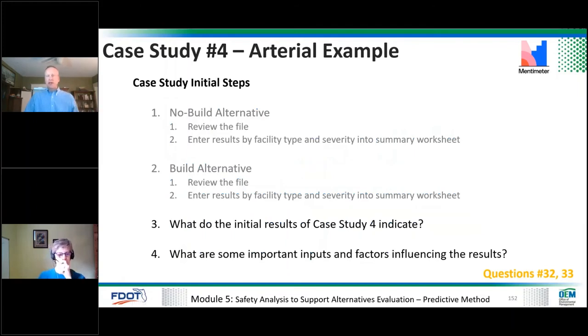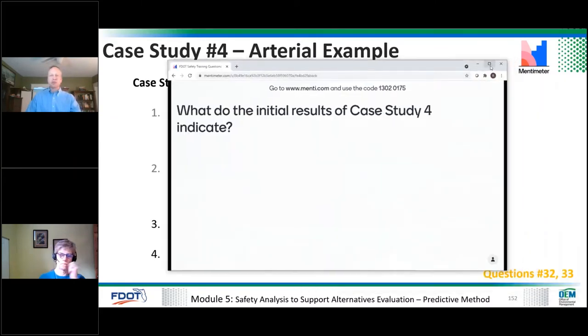So actually, I've got a couple of questions. We've already talked some about this, but I'm going to go ahead and put these up on the screen here real quick. What are the initial results? What do the initial results indicate?